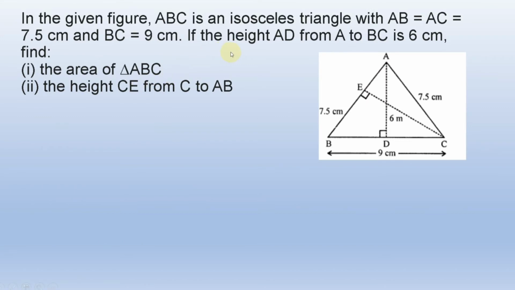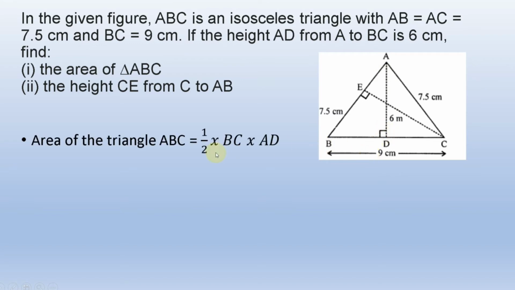Now in the given figure, here we have the figure given. ABC is an isosceles triangle. The isosceles triangle property is that two sides are equal. The third side is given as 9 centimeter and the height on this third side is given as 6 centimeter. Now first you need to find the area of the triangle. The area of the triangle is half into base into height. Base I am taking as BC and height will be 6.